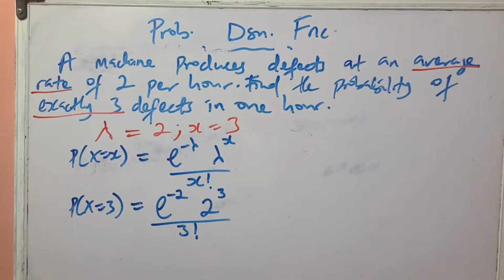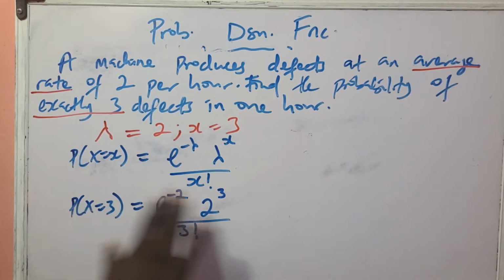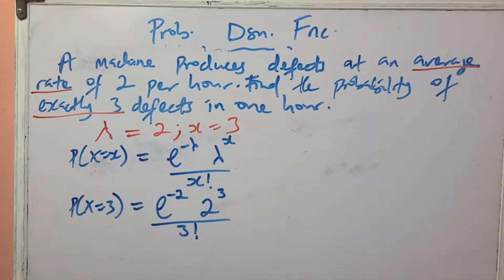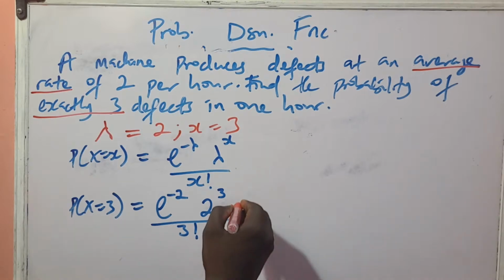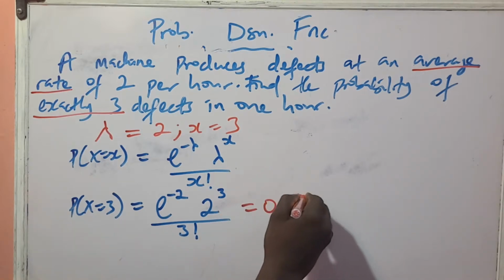When you're done solving this, of course, it's not something you have to crack your head on. You can go on to push this on a calculator directly, and you will get your answer quickly. I'm sure that if you solve this on a calculator, you should get your answer to be 0.1804.